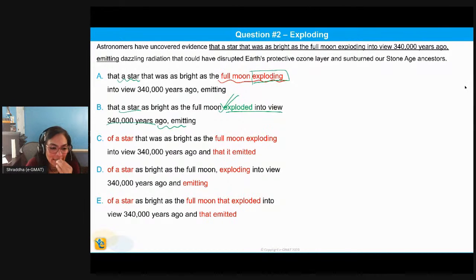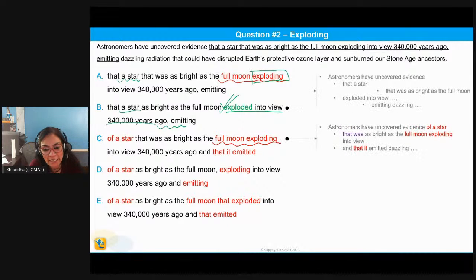So, right, let's take a look at choice C. Choice C again has a lot of errors in this sentence, but once again, if we concentrate on the verb-ing modifier errors, it repeats the same error that we saw in choice A. Exploding once again is talking about the full moon, which is definitely not the correct meaning. Okay, so choice C is again incorrect. Also, evidence of star is not correct here.